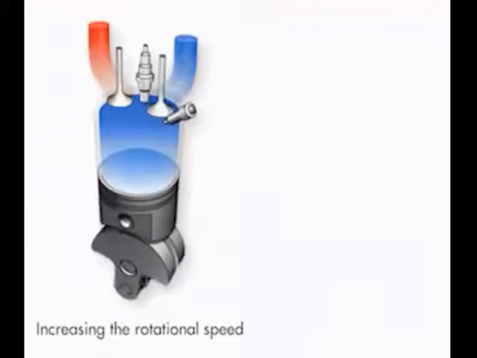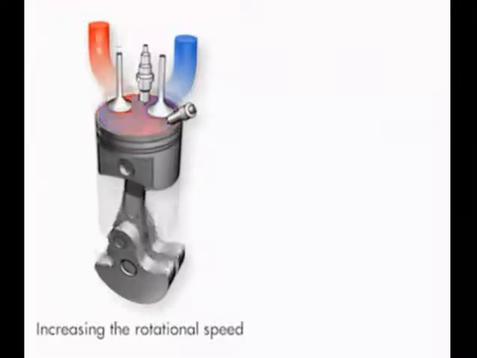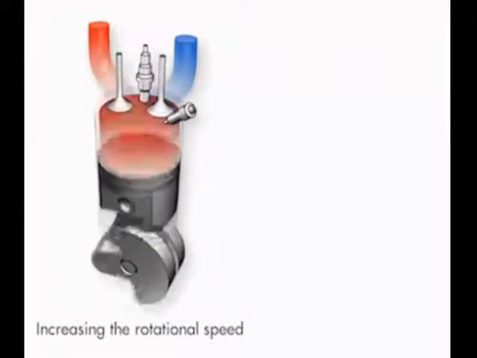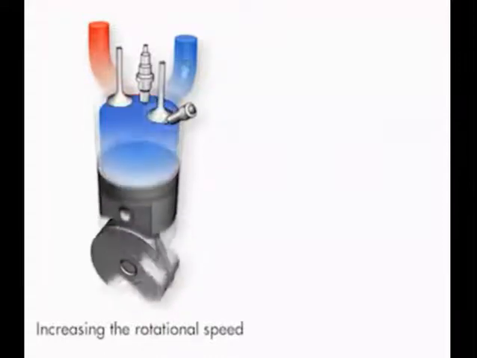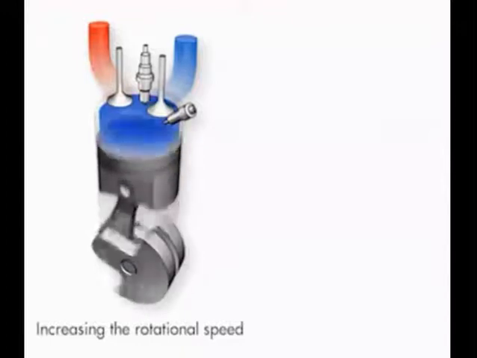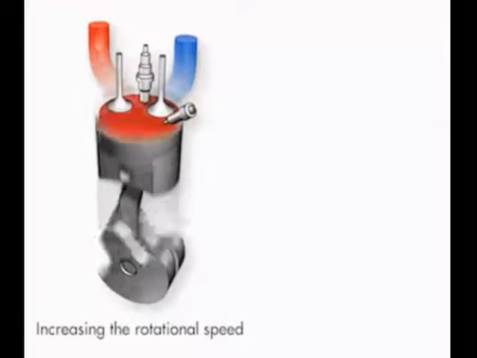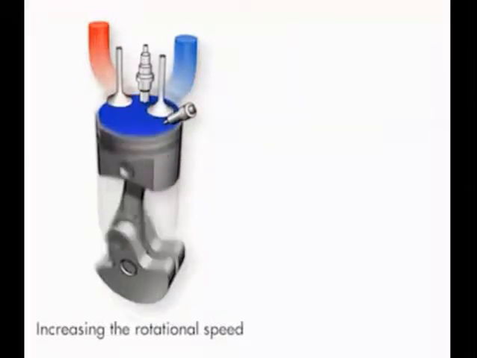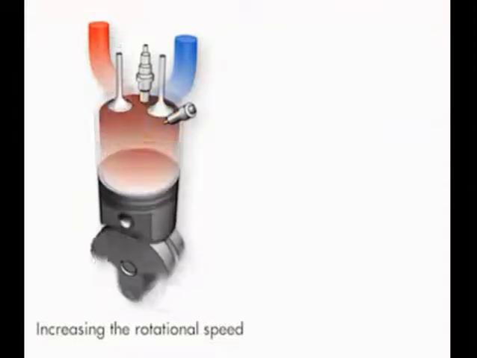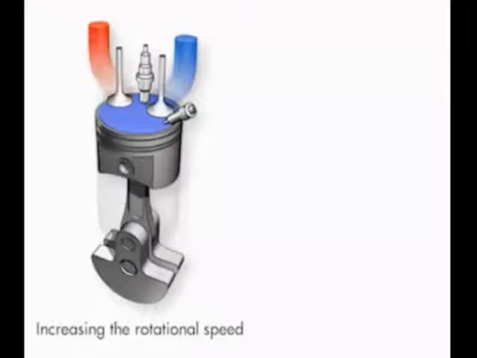Increasing the rotational speed. The second option for increasing the output of the engine is to increase the rotational speed. In this case, the number of working cycles per unit of time is increased and the engine turns faster. However, limits are reached quickly in this case because frictional and flow losses increase disproportionately in addition to the mechanical stress. This causes the efficiency of the engine to drop and consumption to increase.